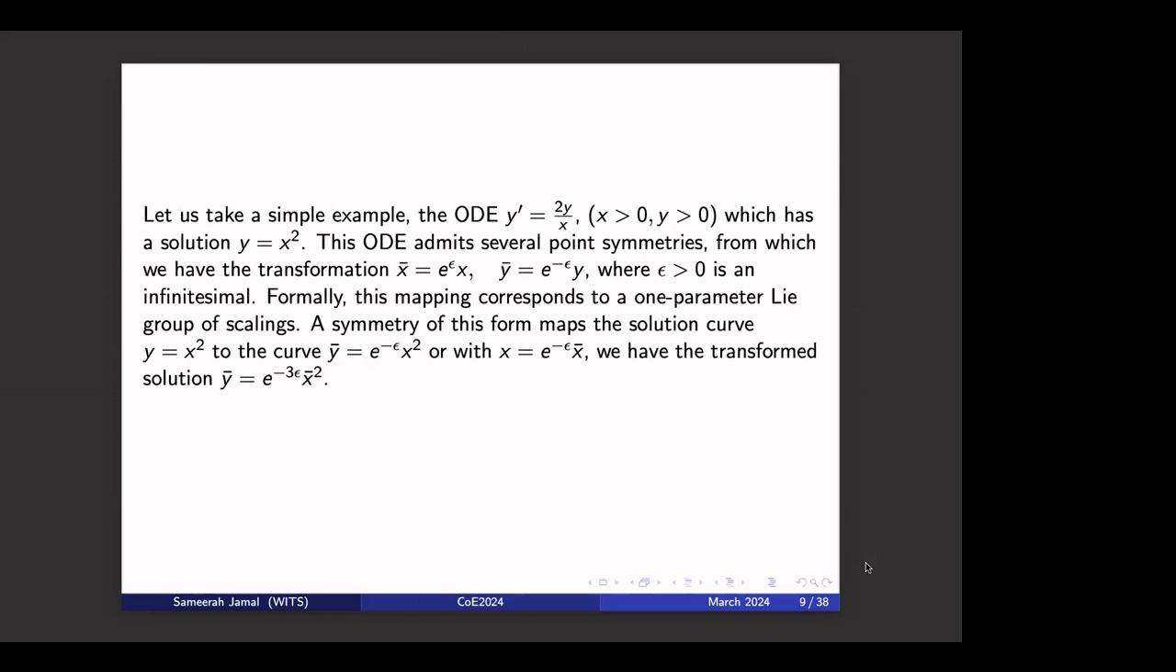So we can take a simple example. Let's say an ODE, y prime equals 2y over x, where we can assume that x and y are strictly greater than 0. It's easy to see that this ODE has a solution y equals x squared. This ODE would admit several point symmetries, but one of the transformations that you could write down from these symmetries is x bar and y bar, where epsilon is the infinitesimal. And finally, you could use this transformation to map your solution curve, y equals x squared.